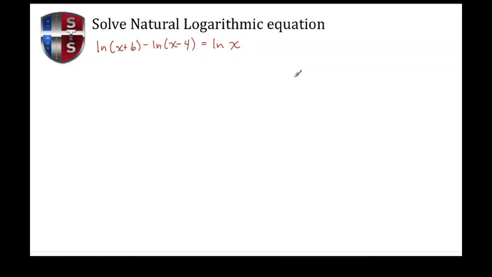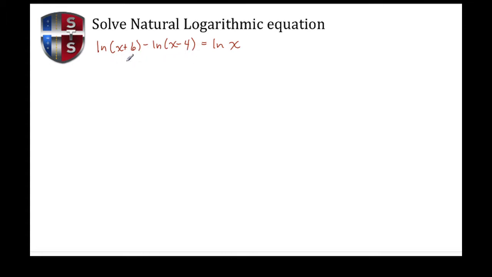In this video we're going to solve a natural logarithmic equation, and here we have the natural log of the quantity x plus 6 minus the natural log of the quantity x minus 4, and that's set equal to the natural log of x. We're going to begin here on the left hand side.